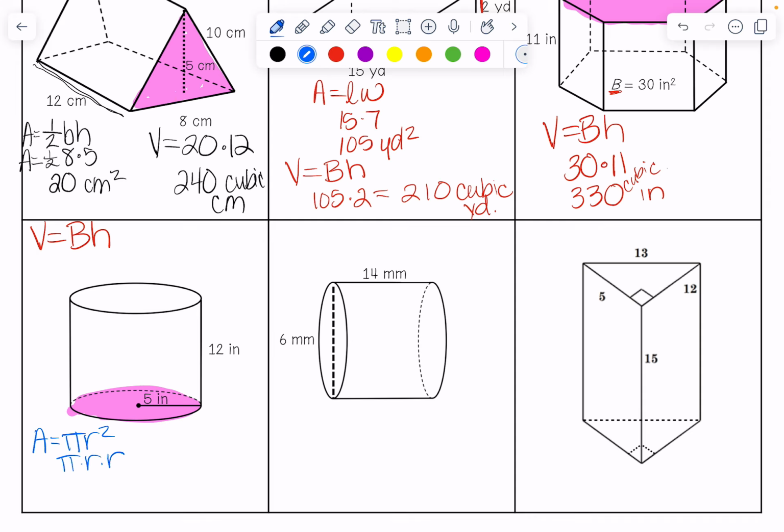On this circular base, my radius is 5. That's given to me. So I'm going to end up with 5 times 5, which is 25, times 3.14, and that's going to be 78.5. So now I know my area of the base is 78.5. The height of the cylinder is 12. And then when I multiply those together, I'm going to get 942 cubic inches.